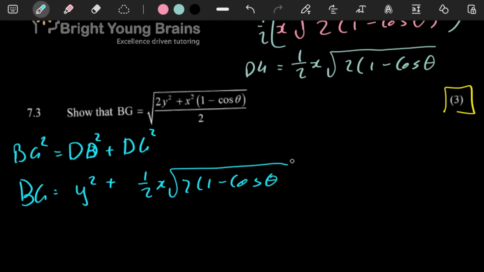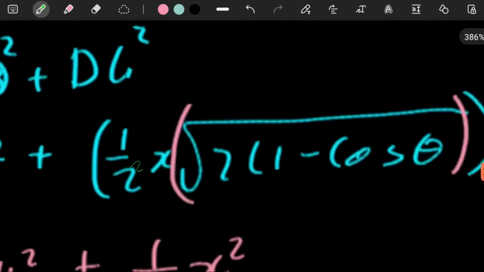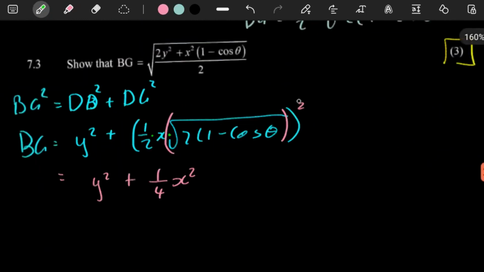This is where your algebra is tested, because you've got to know what you're doing. Everything is going to be squared, right? The half is going to be squared, which gives you a quarter. X is going to be squared, which is x squared. And this thing is also going to be squared, because it's being multiplied by the whole thing under the square root. So the square is going to cancel the square root, and you're going to have here 2, 1 minus cos theta.